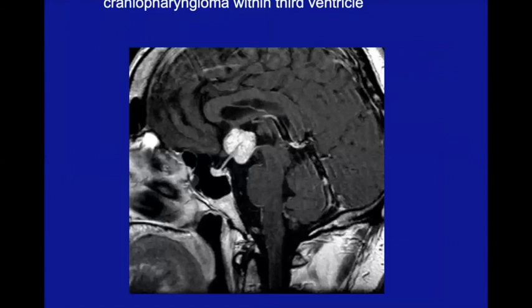Now this one is more troublesome. Here you can see the pituitary gland, you see the infundibulum. Now you see this mass. The mass is actually within the anterior portion of the third ventricle. This is another craniopharyngioma.